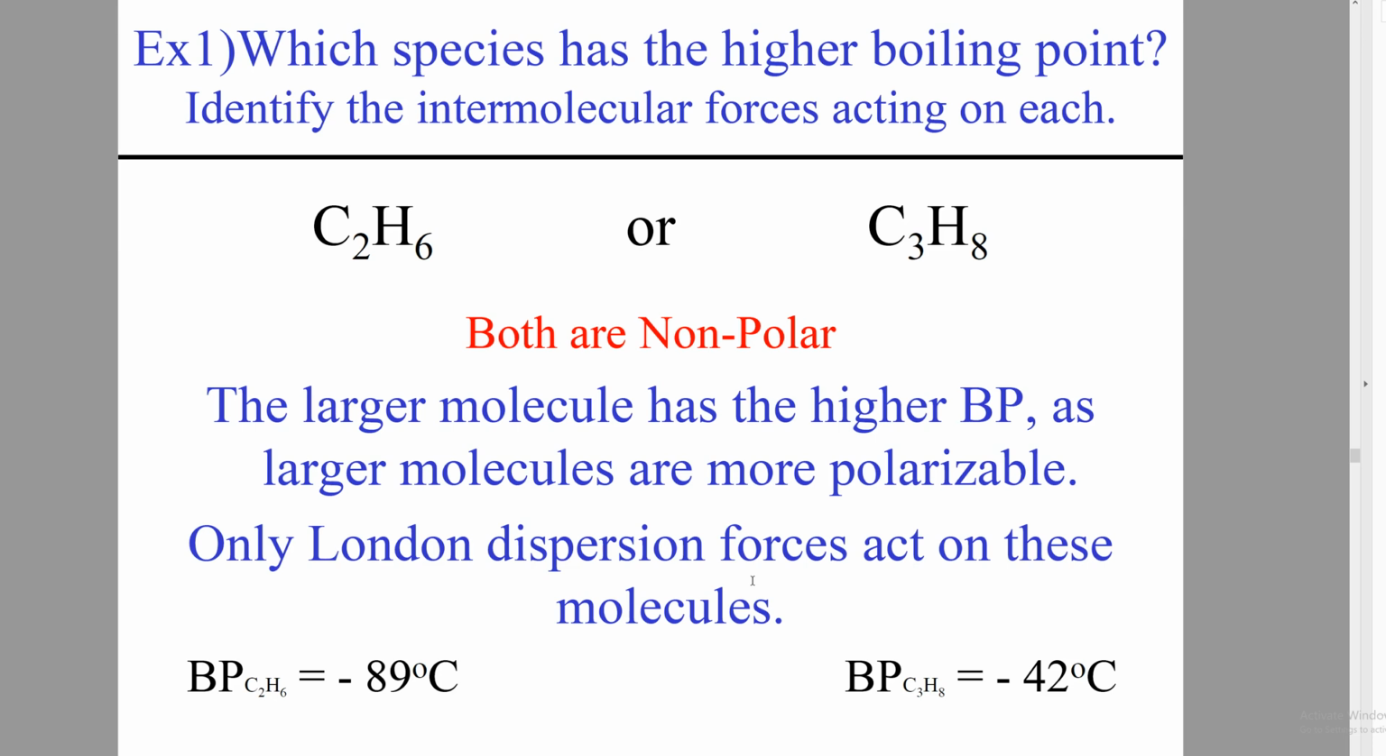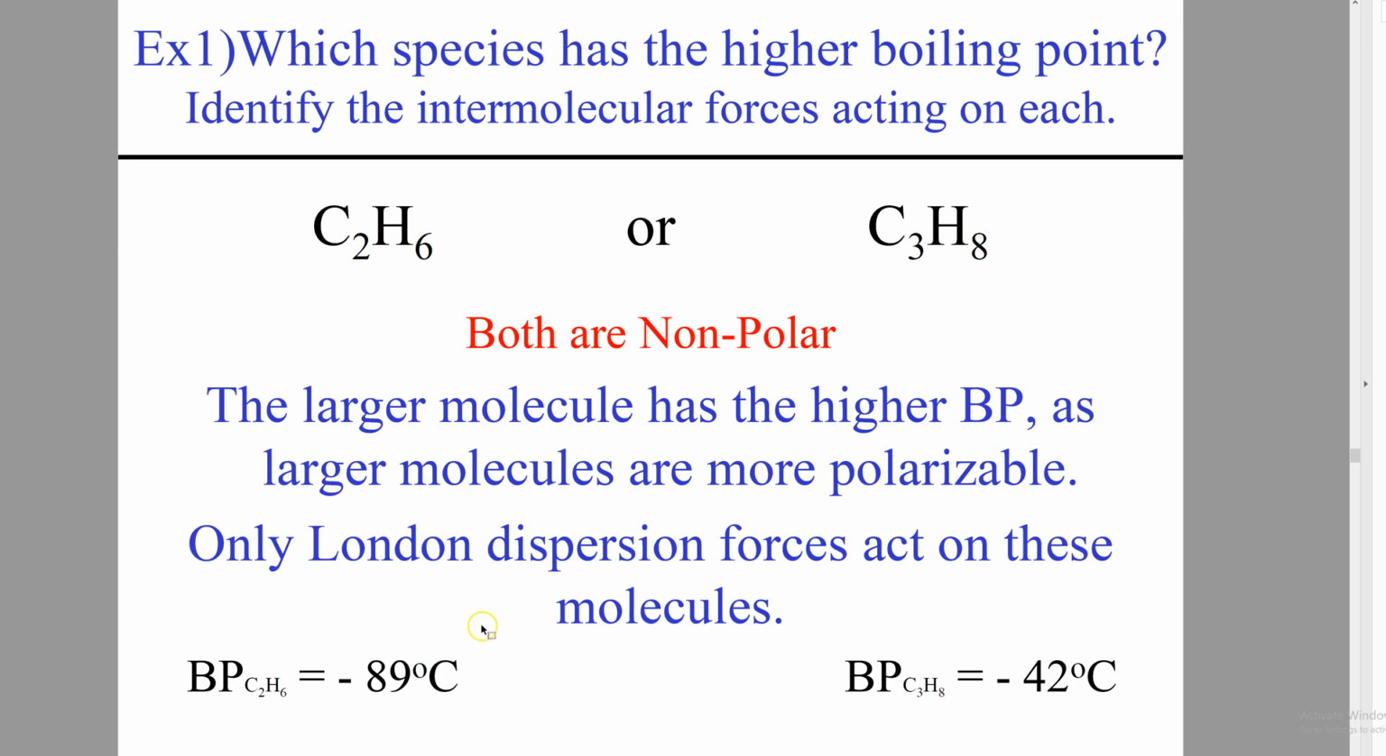All right, so let's go ahead and explain which species has the higher boiling point: C2H6 or C3H8. Now, in both cases, they are both non-polar. If you analyze these, you can automatically see that the electronegativity difference for carbon and hydrogen is very low, so it creates a non-polar region. Now, the larger molecule has the higher boiling point. The reason is that those atoms, since they're a lot larger, have more electrons, so they become more polarizable. Only London dispersion forces are going to act on these molecules, since they both have similar sizes, since you've got carbon and hydrogen.